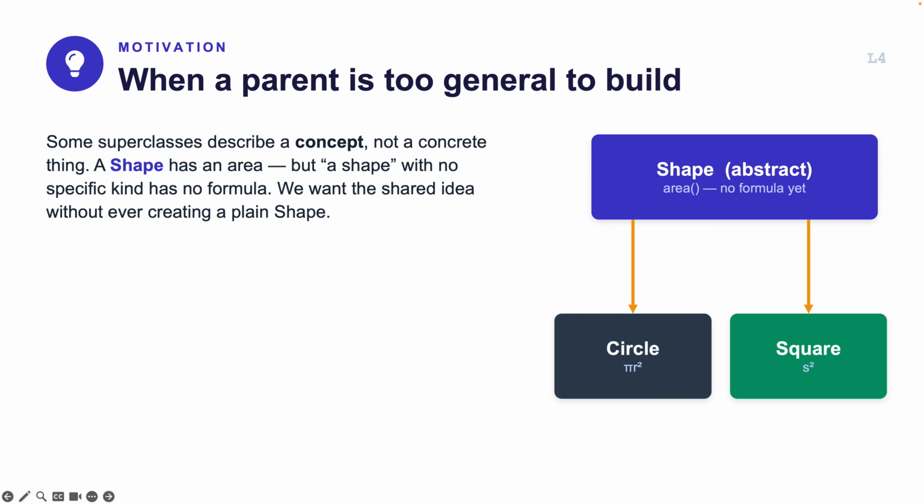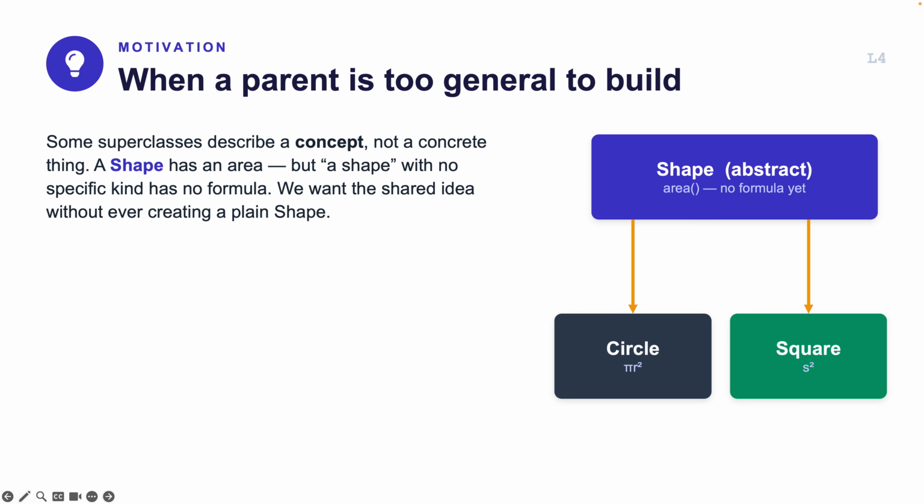Alright, let's motivate abstract classes with a simple question. What is a generic shape? You can talk about a shape having an area, but you can't actually compute the area without knowing if it's a circle or a square. The parent is too general to instantiate on its own. That's exactly the situation abstract classes are built for.